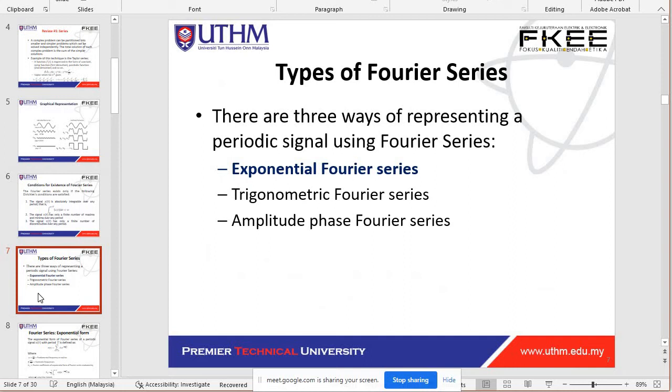Next we talk about the types of the Fourier series. We have three types of Fourier series. The first one is trigonometric, the second is exponential, and the third one is amplitude-phase. In this chapter we mostly study these three types. It is also quite common to get questions around these three Fourier series.